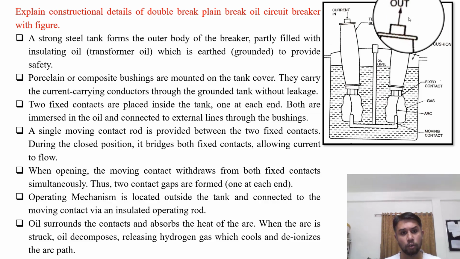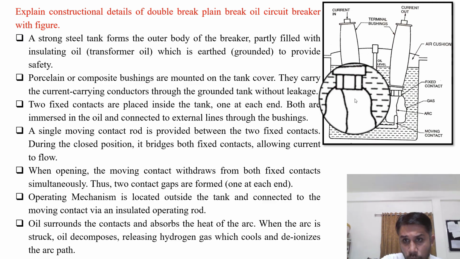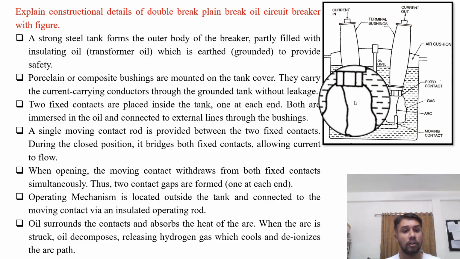Now when the opening comes, when the fault occurs, the breaker is energized via relay. The moving contact withdraws from the fixed contact and comes out of the fixed contact, and due to this the contact separation takes place and two contact gaps are formed, one at each end. You can visualize this is the contact gap, and the operating mechanism is located outside the tank and connected to the moving contact via an insulating operating rod.